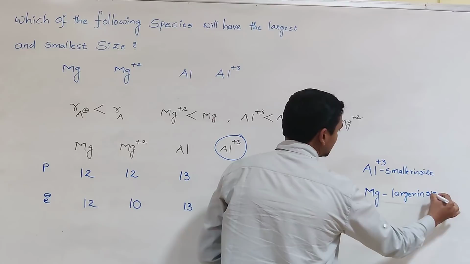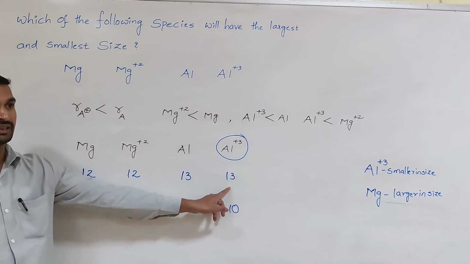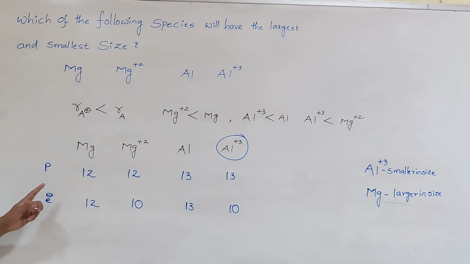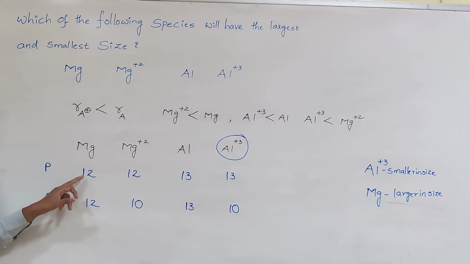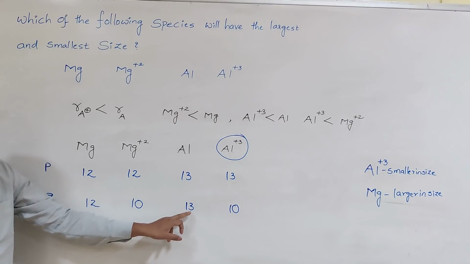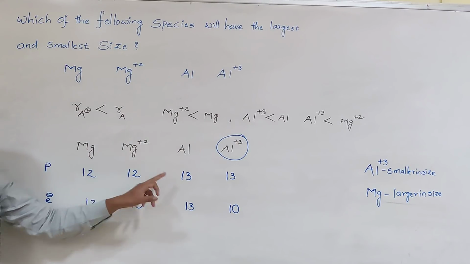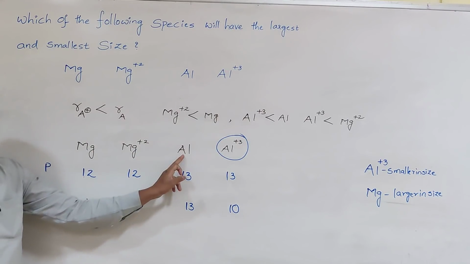Simply, wherever the positive charge is more and the number of electrons is less, that is always said to be smaller in size. Wherever the positive charge is less and the number of electrons is more, that is said to be larger in size. But here, magnesium has fewer electrons and less positive charge compared to aluminium, while aluminium has more electrons compared to magnesium and more positive charge. In that case, we need to see both belong to the same period.